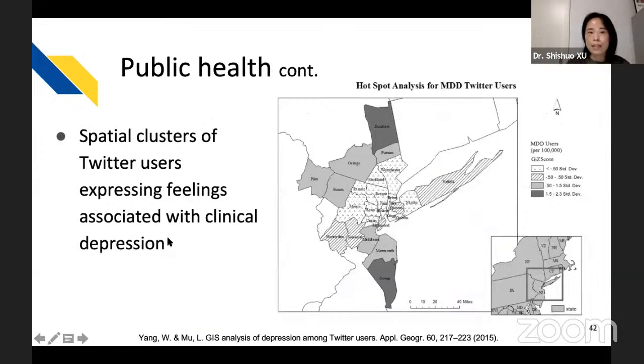Spatial clustering methods were also used to cluster. This is a little different, because here they don't cluster the Twitter content, they cluster the users, and they investigate the users' feelings associated with clinical depression.